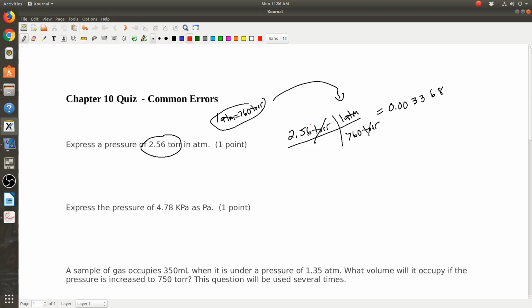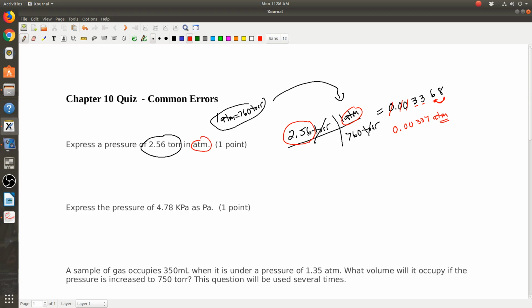I have to look at significant figures. First number has 3. Leading zeros are losers. 1, 2, 3. So I have to round to this spot. I look at the 8. The 8 causes the 6 to round up. So it's 0.00337 atmospheres. And you have to have typed in the correct unit. So make sure you type in the unit I asked for.